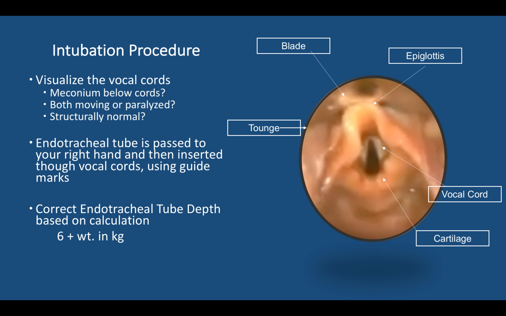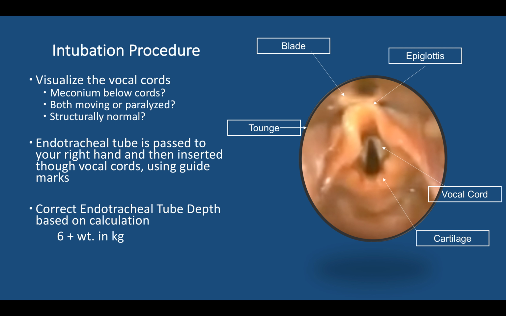Someone passes you the endotracheal tube, and then you smoothly place it in through the right side of the mouth, down into and in between the vocal cords. You will pay attention to the hash marks.